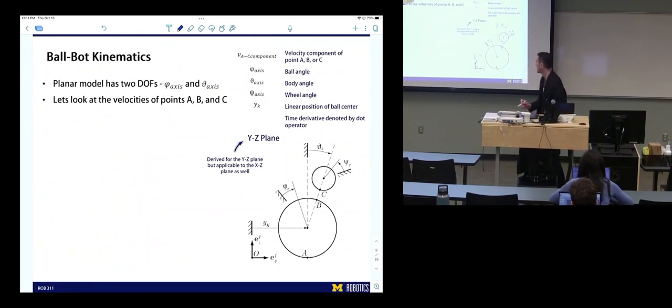Okay, so now what I want to do is dive into this diagram. We want to look at points A, B, and C.